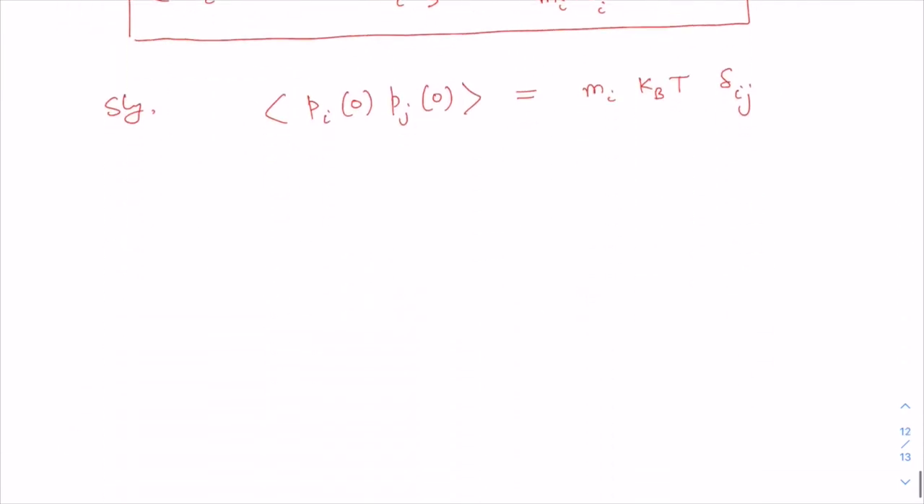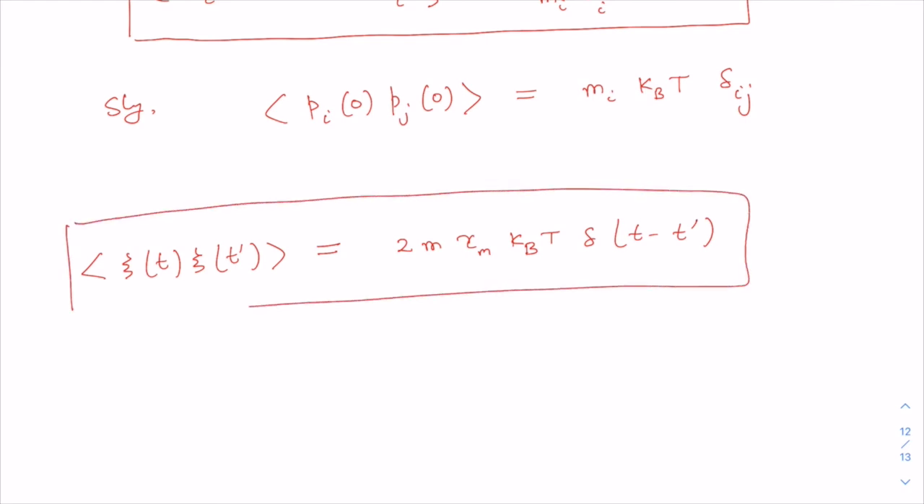Now if we put it in, then after some manipulation or algebra, which we'll do in the problem solving session with detailed calculations, you will get this final expression for the moments. First, the autocorrelation function for the Langevin noise, which has huge physical significance that I'm going to explain. It would be equal to twice m gamma_m k_B T delta(t minus t dash). This is what we finally obtain.